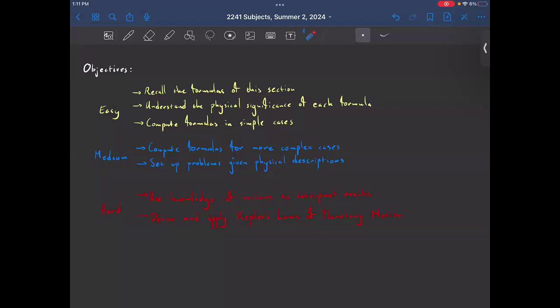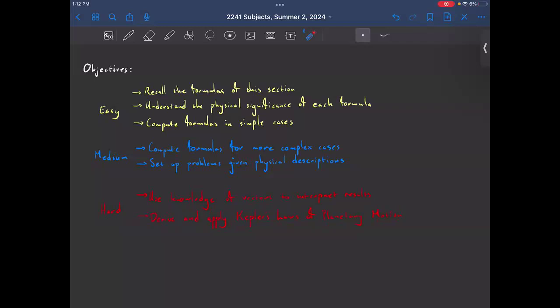So something like the derivative of the acceleration vector, that might correspond to a certain kind of motion, maybe like a cubic type motion. And you should be able to use your knowledge of vectors to figure that out. Last is derive and apply Kepler's laws of planetary motion. Again, I said that I don't need you to do this, but it is a hard objective if you want to get really, really good at this sort of stuff.